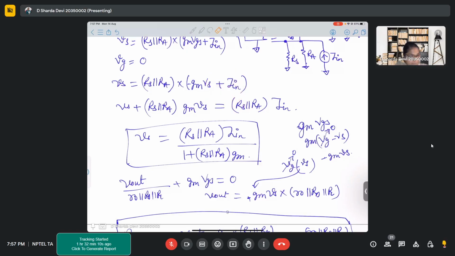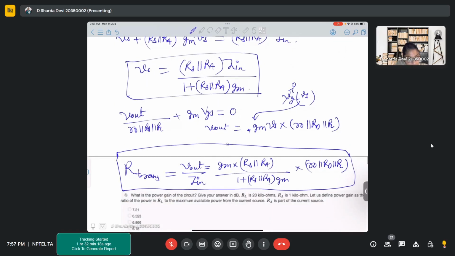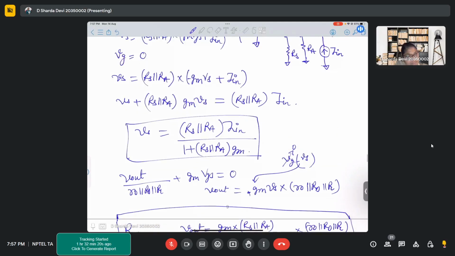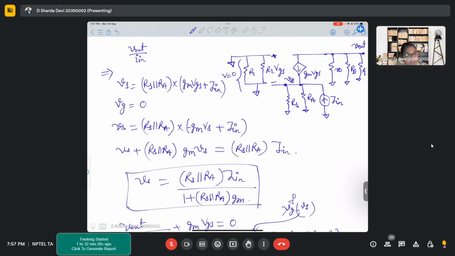Okay, ma'am. And after that, in the equation V out by that, how did we get V out by R naught parallel to RD parallel to RL? So here I have simply applied a KCL. So it is V naught by RL, V naught by RD, V naught by R naught plus GM VGS. Yeah, got it, ma'am. Is this clear? Yes, ma'am.